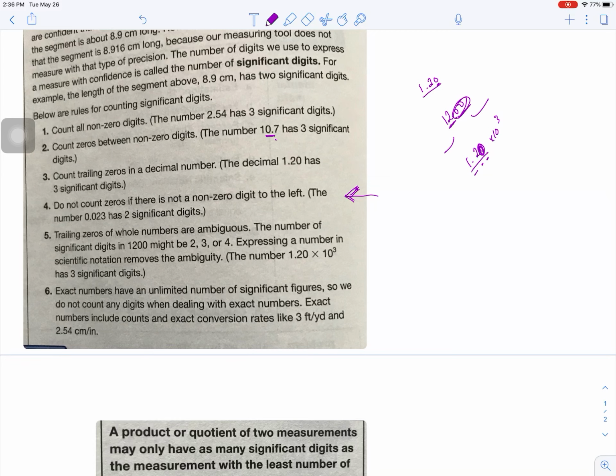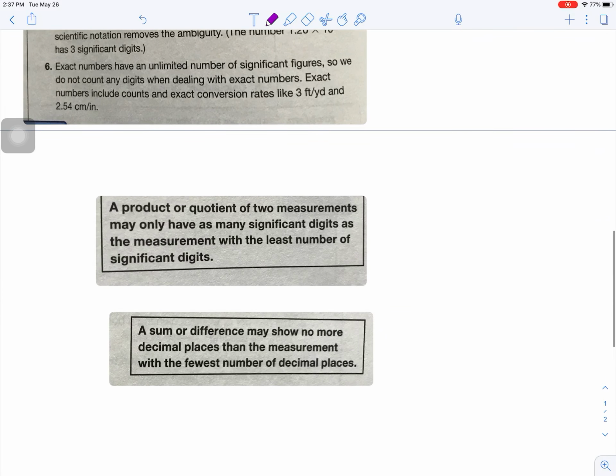Exact numbers have an unlimited number of significant figures. So we do not count any digits when dealing with exact numbers. For example, 3 feet. If it's exactly 3 feet, it can have any amount of significant numbers. Because we could say 3.00000000000000000, and that would mean that measure is accurate up to that far, and that would say how many significant digits you have. Okay, so that really works its way through fairly straightforward.